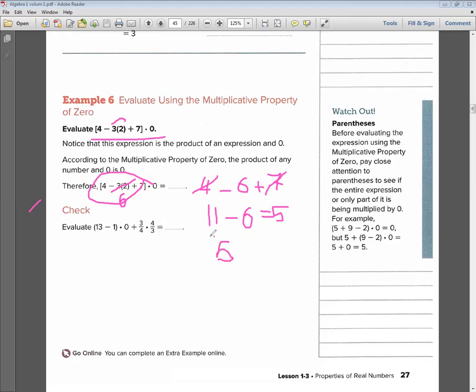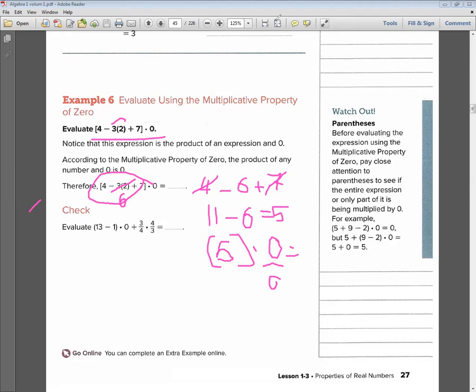Now 5 in the bracket, multiplied by the 0, is 0. Why? Because of the property of multiplying by 0. It's a multiplication here. The result is 0.